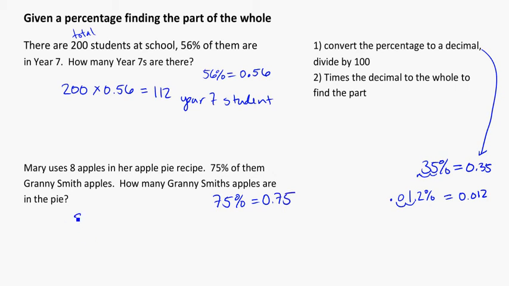And then we take our total, which is 8, and times it by 0.75. And here we get 8 times 0.75 gives us 6. So we get 6 apples. Well, we could say specifically 6 Granny Smith apples in her pie. So 75% of 8 is 6. So here, convert your percentage to decimal and times it by the whole to get your part.